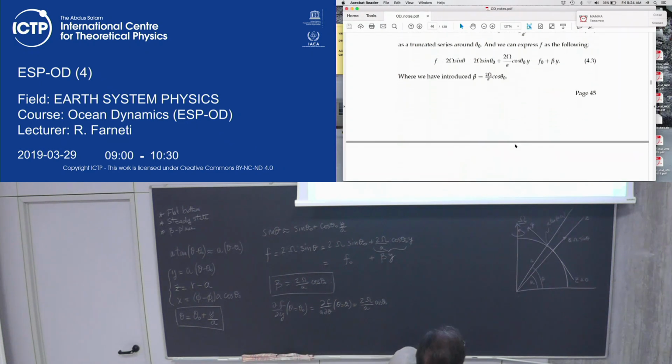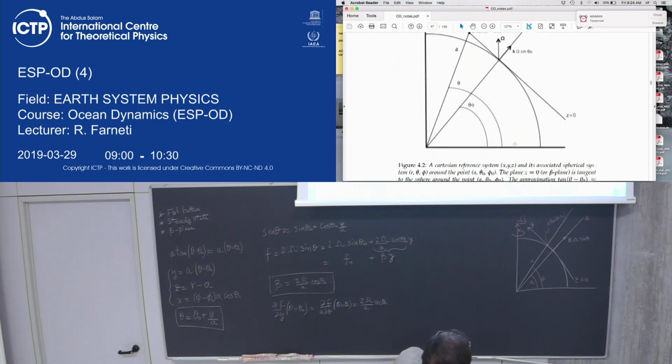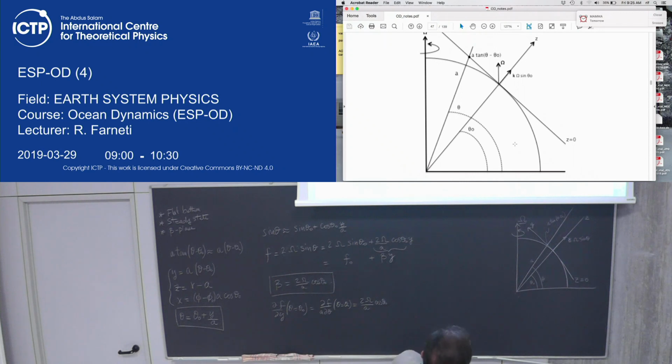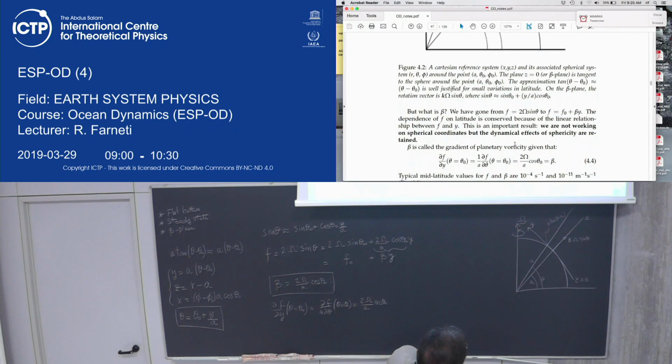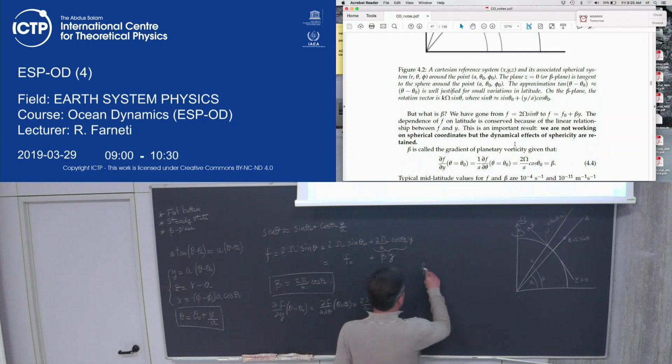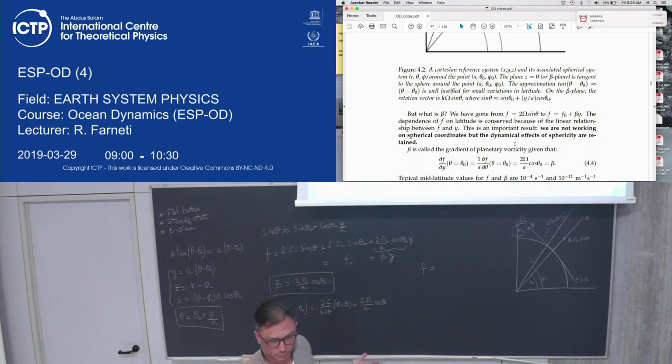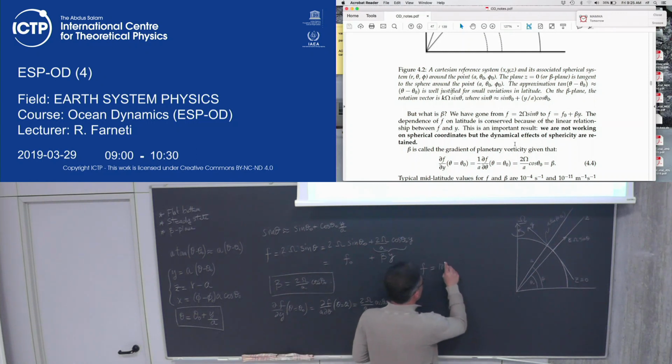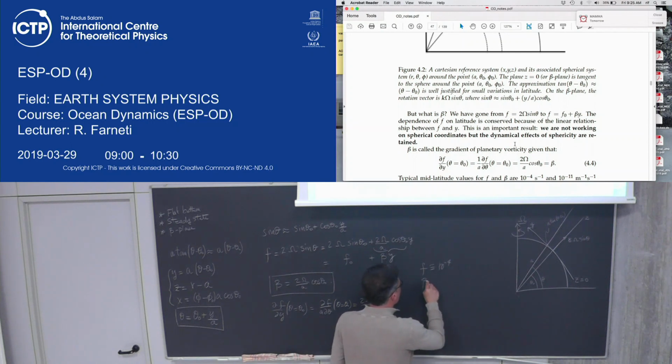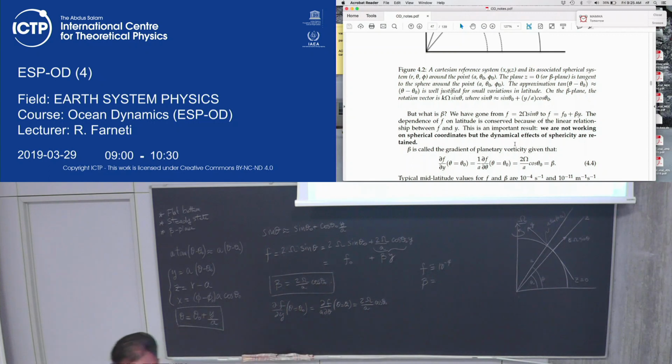What are typical values of f and beta? You probably know. This is the nice diagram. Again, it took me more time to do the diagram than the notes. Typical value of f is 10 to the minus 4. And beta? Do you know? 10 to the minus 11. Don't look at the notes. It is the meridional gradient of f, so it's going to be much, much smaller.